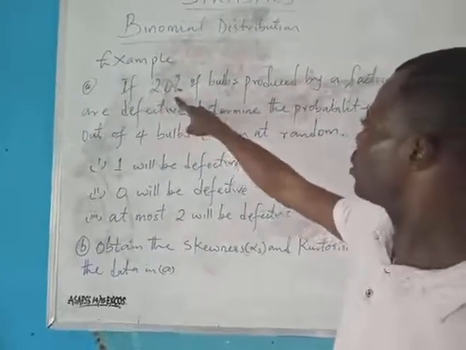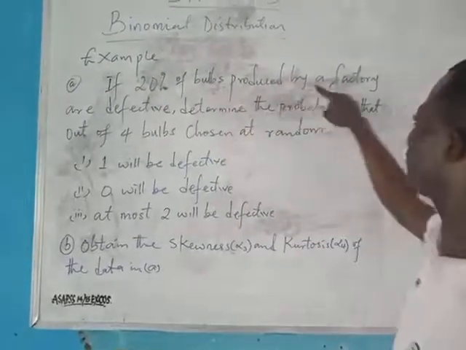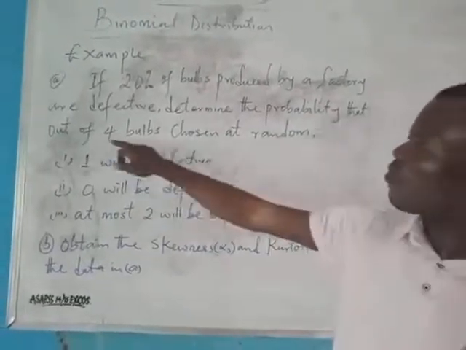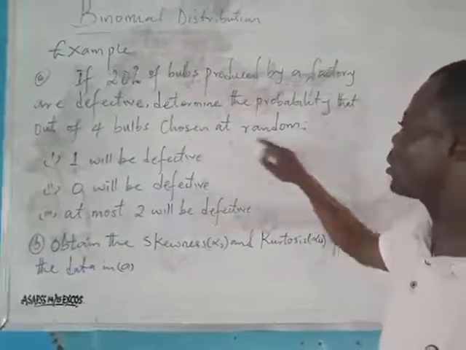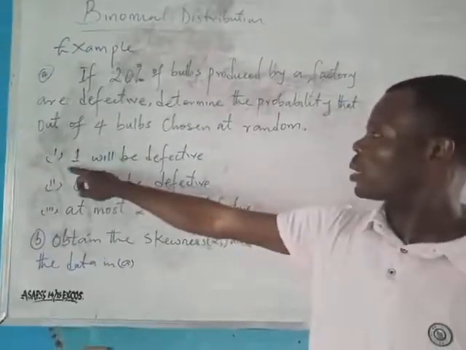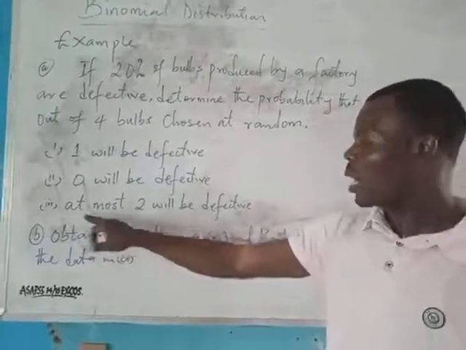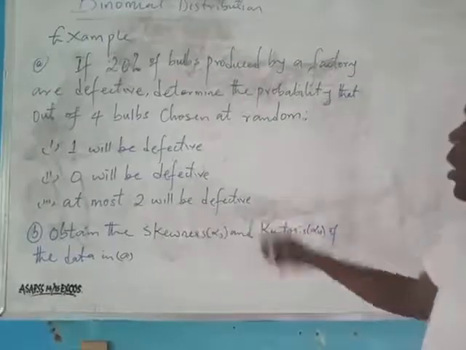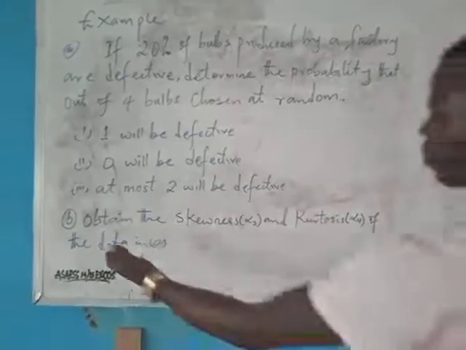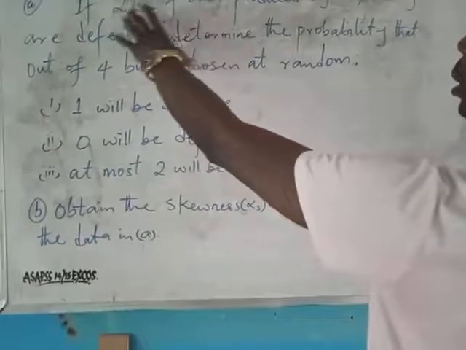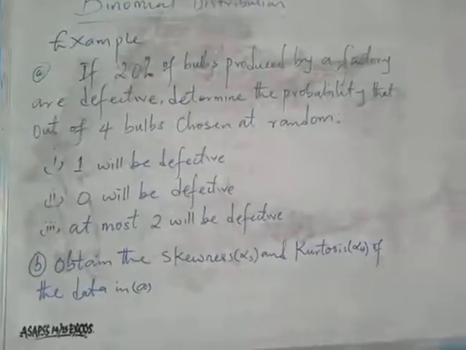If 20% of bulbs produced by a factory are defective, determine the probability that out of 4 bulbs chosen at random, 1 will be defective, 0 will be defective, at most 2 will be defective. And the second part of it, we are to obtain the skewness and kurtosis of the data in A above. So let's solve the question directly.